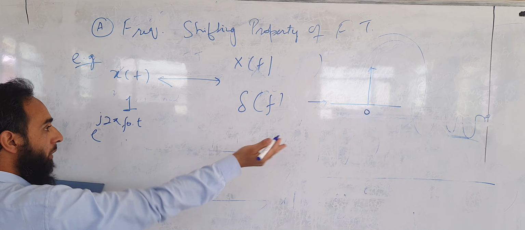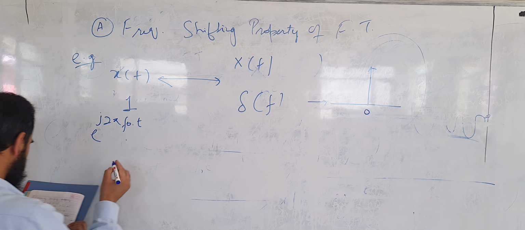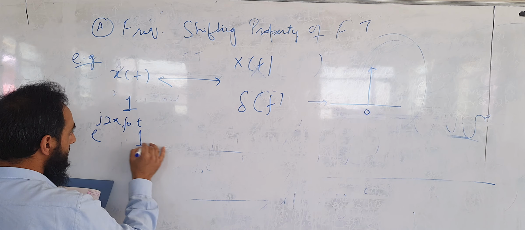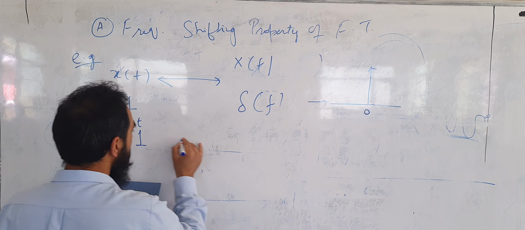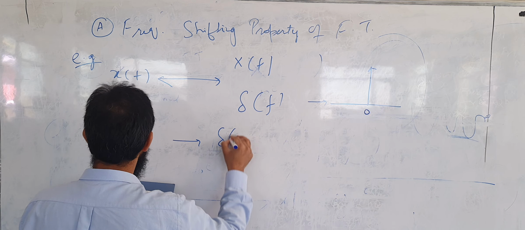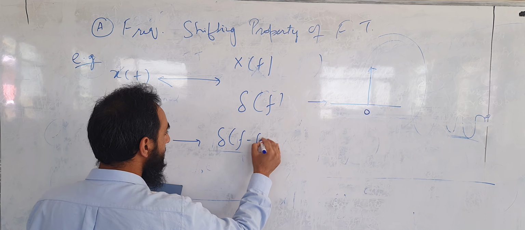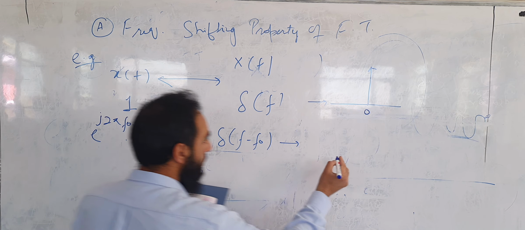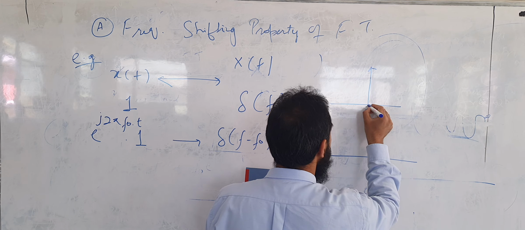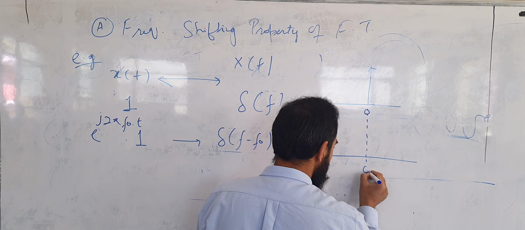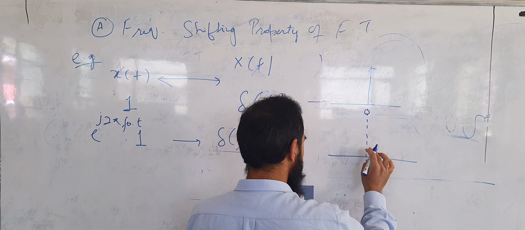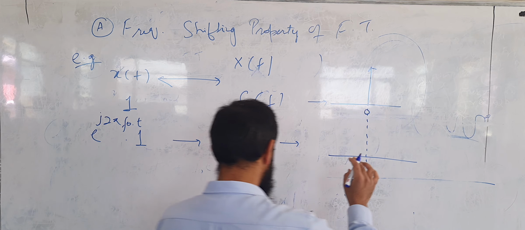Into 1. Can you write the result please? Excellent. Delta f minus f naught. Now this you don't know, but just see what is happening and accordingly you will do in the future. So my original signal was at 0. I am getting it shifted by some amount.